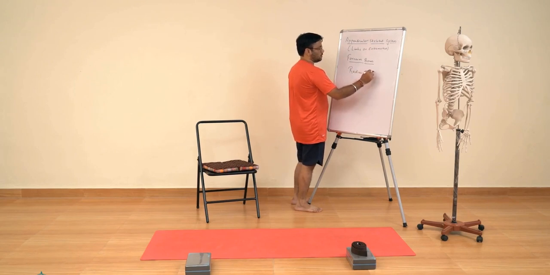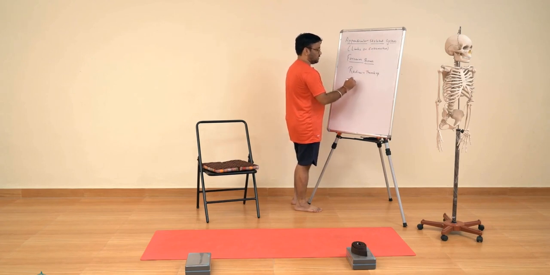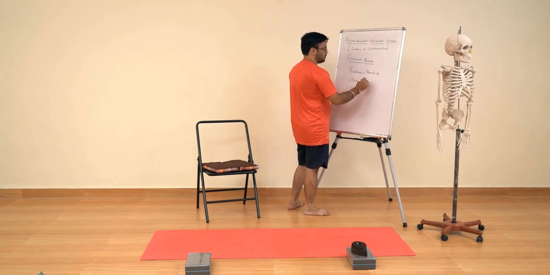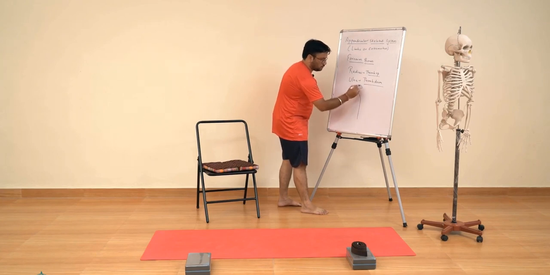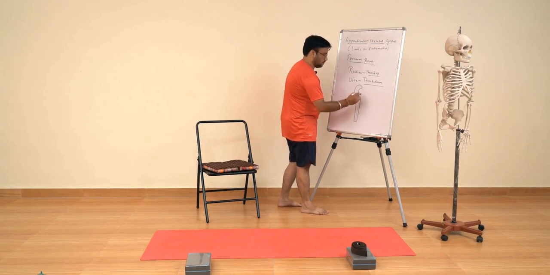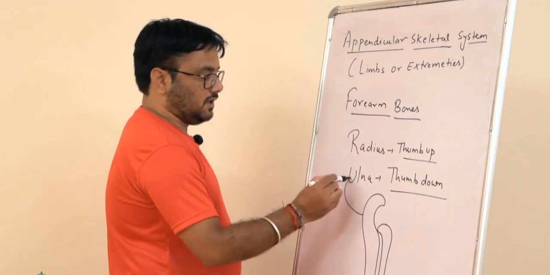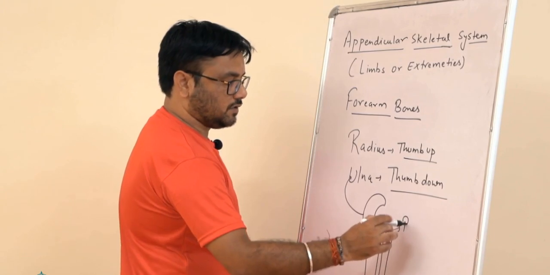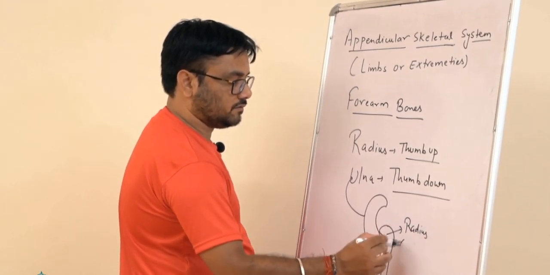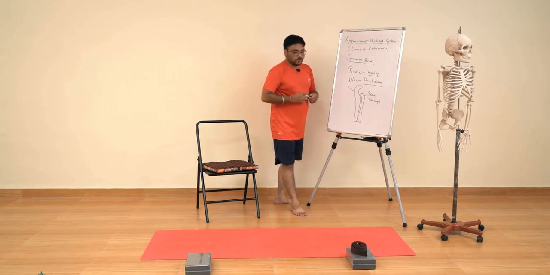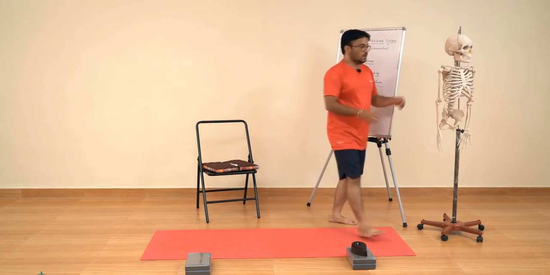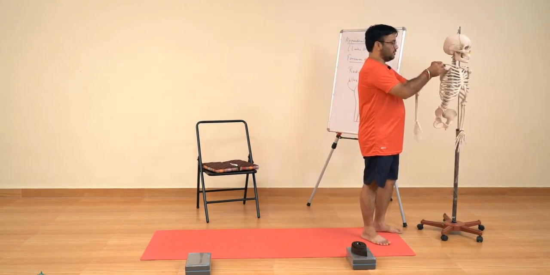thumb up, ulna, thumb down. So radius and ulna, thumb up, thumb down. So this one is the ulna and this one is the radius, the small one. So radius and ulna, if you are going through these bones, the radius and the ulna bone.